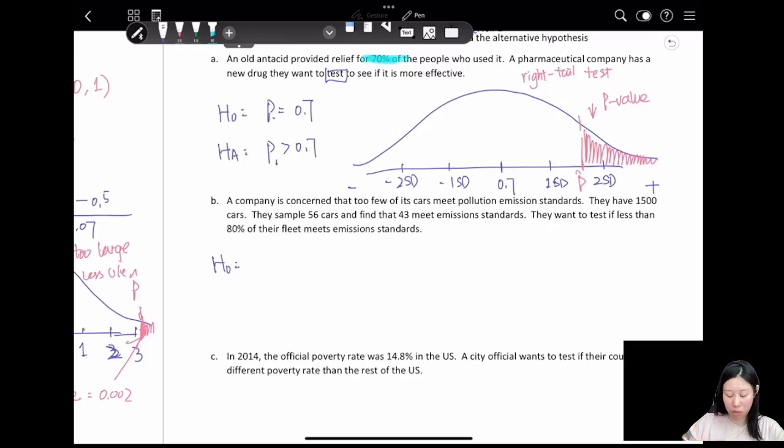The null hypothesis should be this one, right? 80%. So that is the assumption. They assume that 80% of the cars meet the emission standard. What would be the alternative? Look at the keywords. The keyword is less than. So that means it should be p less than 0.8.